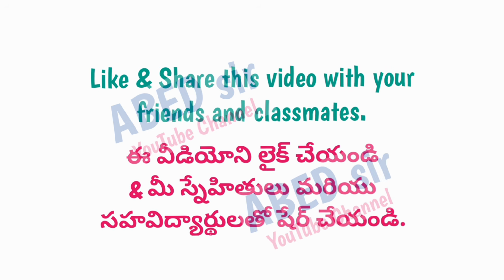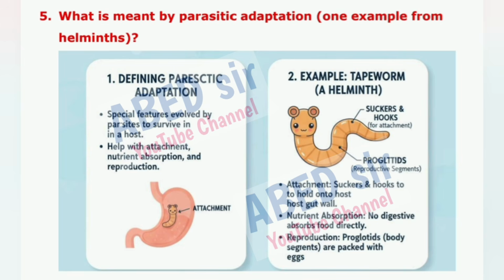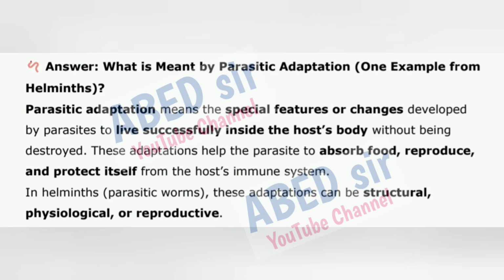Next important short question is 5: what is meant by parasitic adaptation? Give one example from helminths. Answer: parasitic adaptation means the special features or changes developed by parasites to live successfully inside the host's body without being destroyed. These adaptations help the parasite to absorb food, reproduce, and protect itself from the host's immune system. In helminths, parasitic worms, these adaptations can be structural, physiological, or reproductive.